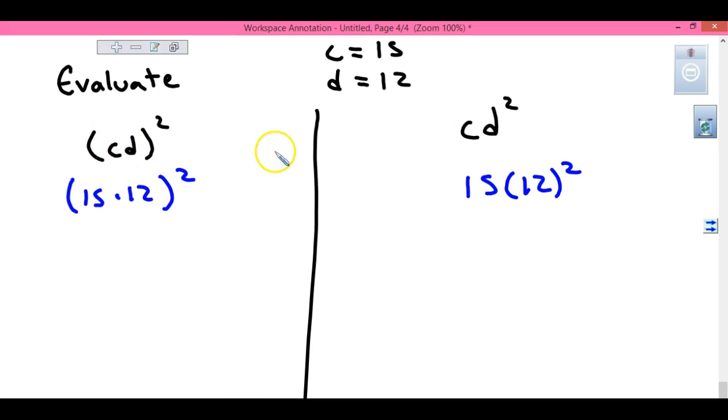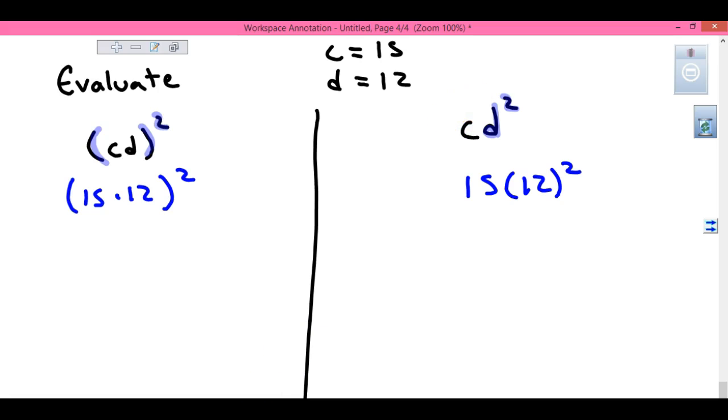So these parentheses right here, and the exponent being outside tells me that we're squaring the product of CD. Whereas over here, we're only squaring D. Because that exponent only belongs to the variable or number that's to the left of it. Do you see that difference? This is a common mistake, that's why I'm pointing it out.